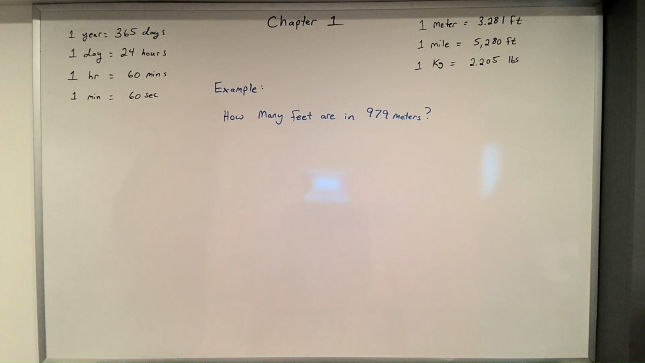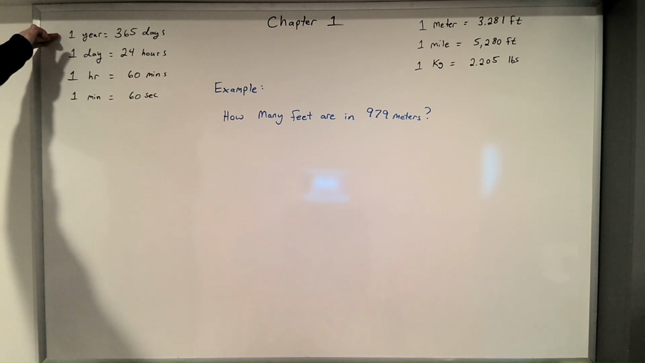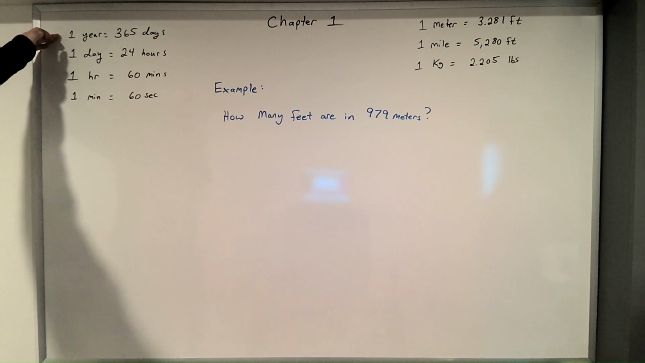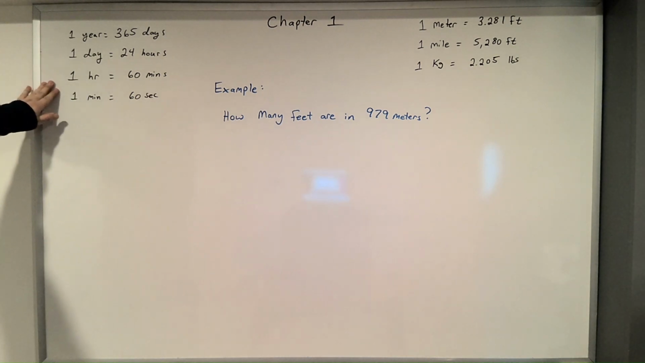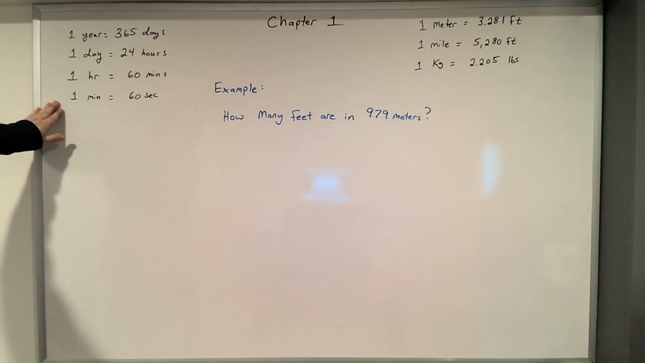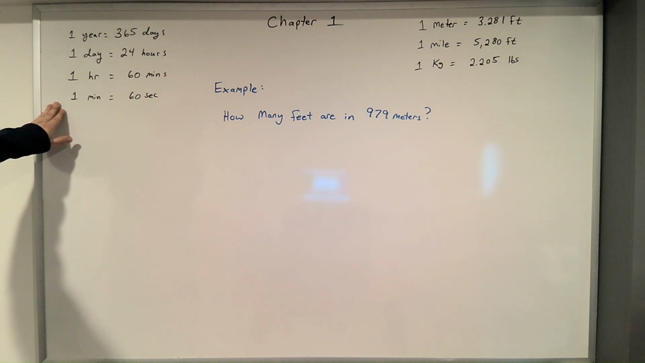Okay, so let's get started with chapter 1. We got unit conversion. I have some basic conversions written up here on the board in black. Some ones that you should know. For instance, for 1 year, there's 365 days. Every day consists of 24 hours. Each hour has 60 minutes, and each minute is 60 seconds.